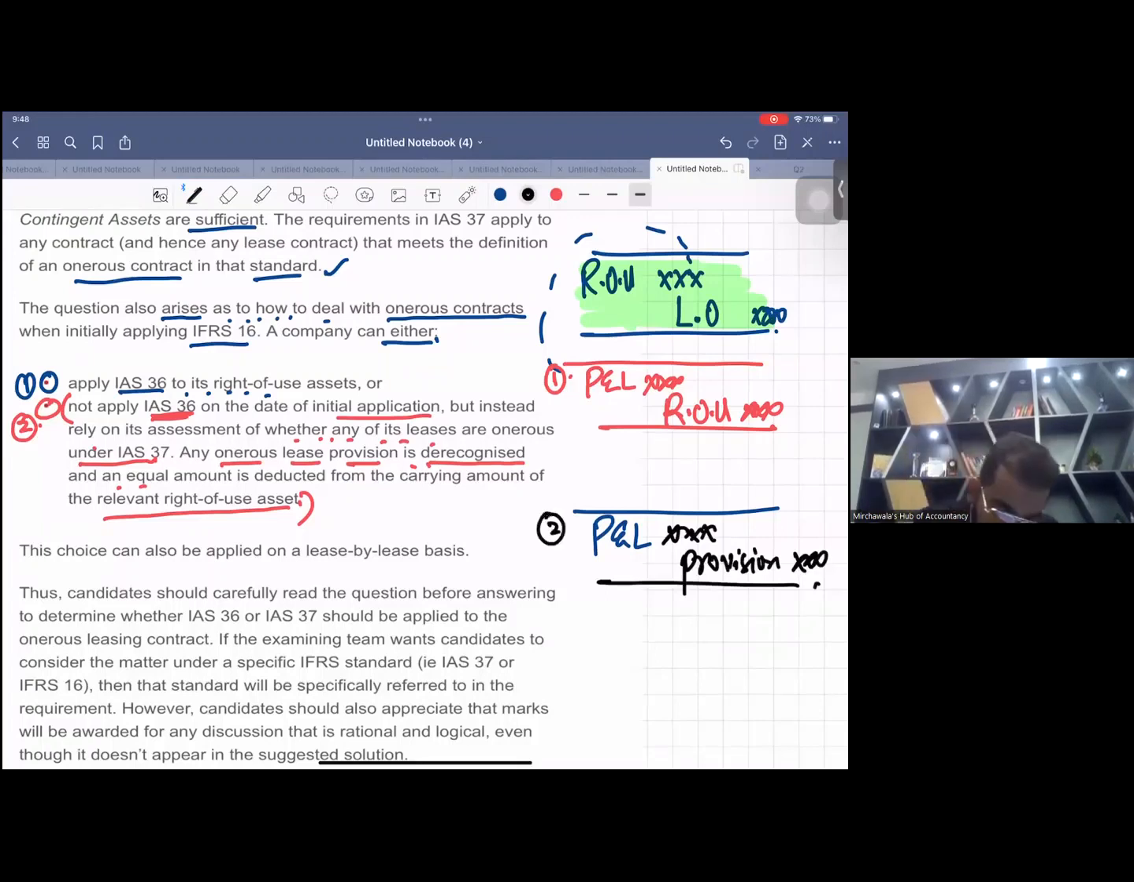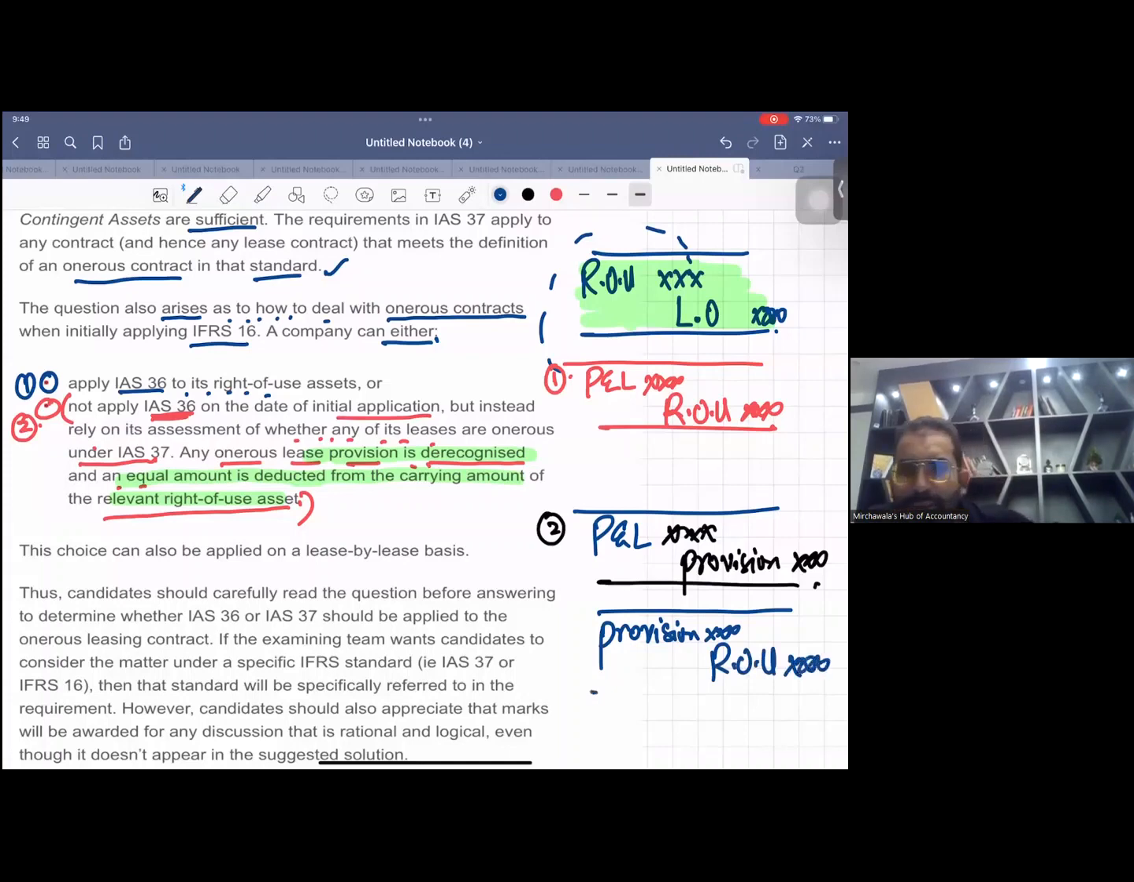And as a second step, read this: any onerous lease provision is deducted from the carrying amount of the relevant right of use asset. Then make a second entry, provision debit and ROU credit. Cancel it with ROU. So what technically are you doing in point number 2?